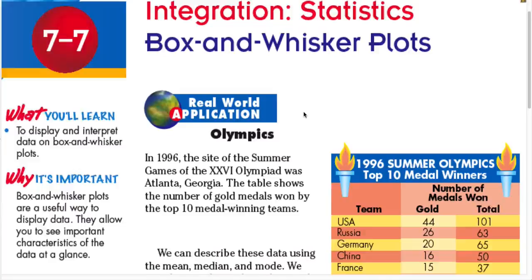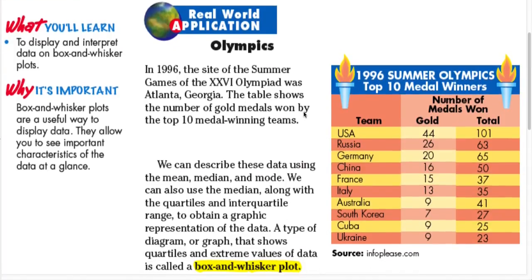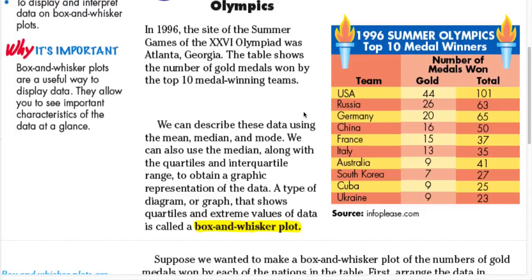Let's take a look at this real-world application in the Olympics. In 1996, the site of the Summer Games of the 26th Olympiad was Atlanta, Georgia. The table shows the number of gold medals won by the top 10 gold medal winning teams. We can describe this data using the mean, median, and mode. If you look at this carefully, we have Russia 44, USA 44 golds, total number of medals won is 101, all the way down to the Ukraine total number of 23.